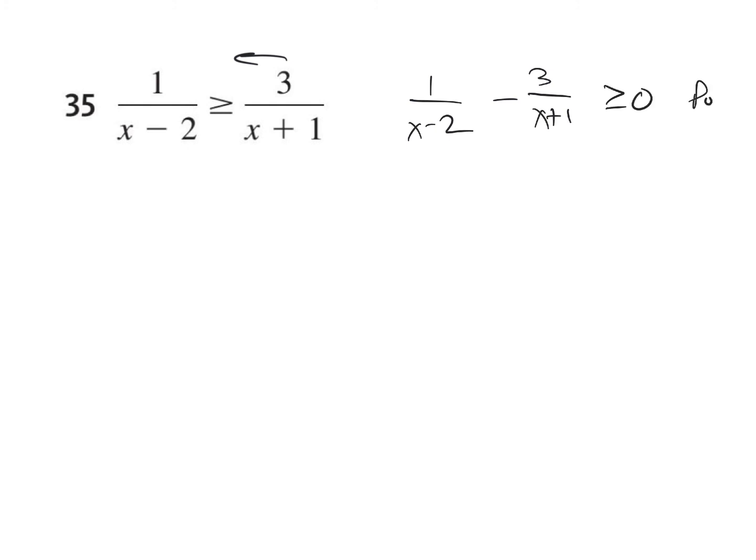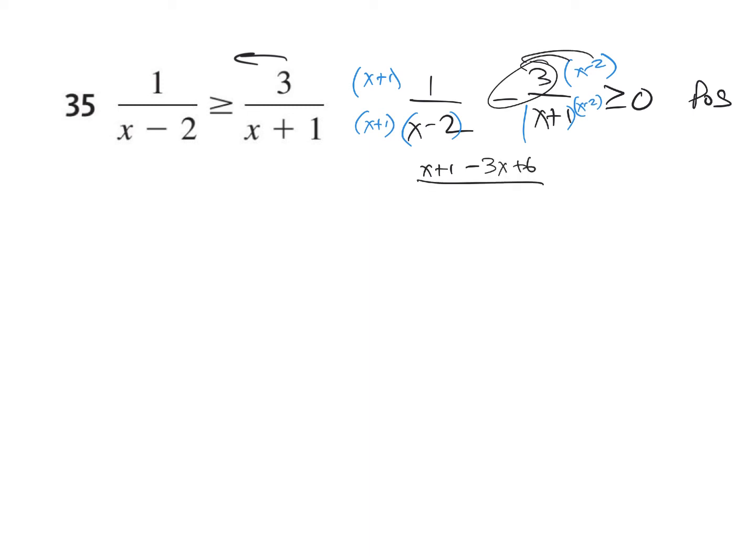So we're looking for positive values when we're all done. You've got to get a common denominator. So we're going to multiply by the x plus 1 on this side, and we're going to multiply by the x minus 2 on that side. Okay. And let's just write everything out. 1 times x plus 1 is x plus 1. Don't forget, you've got a minus 3. You've got to distribute here. So that's minus 3x plus 6. And we have both factors now in the denominator, greater than or equal to 0.